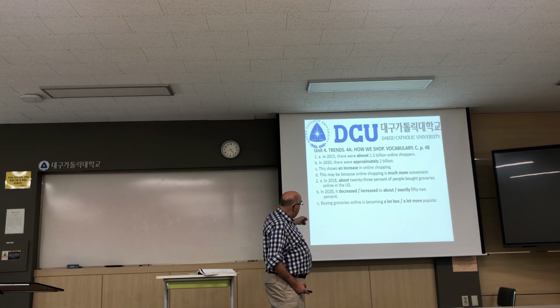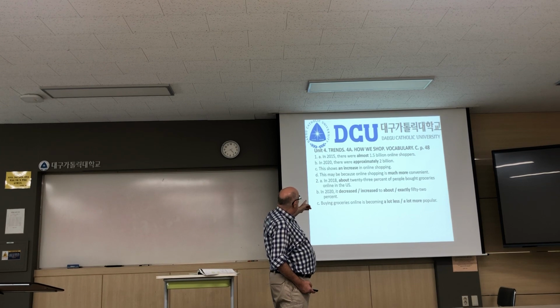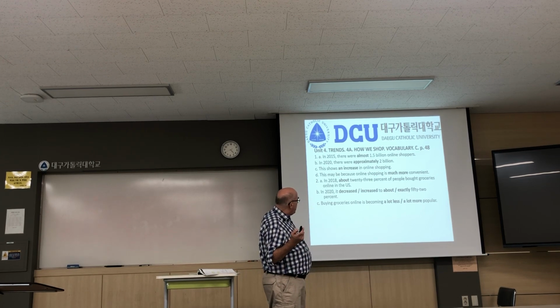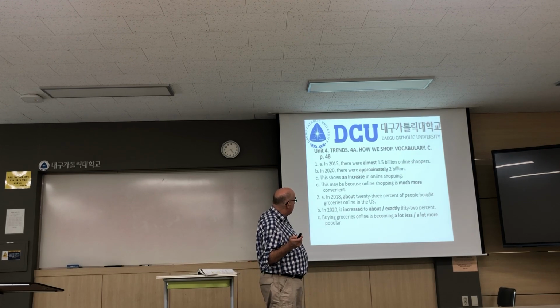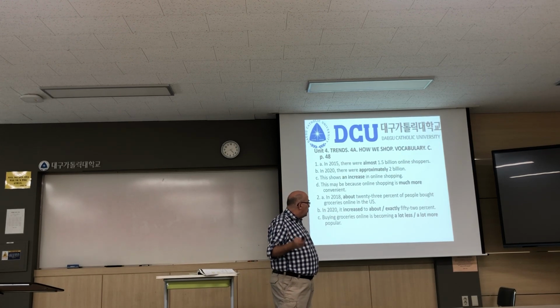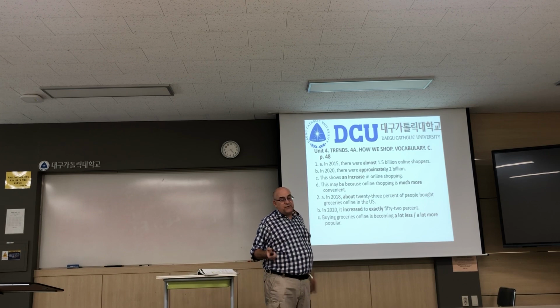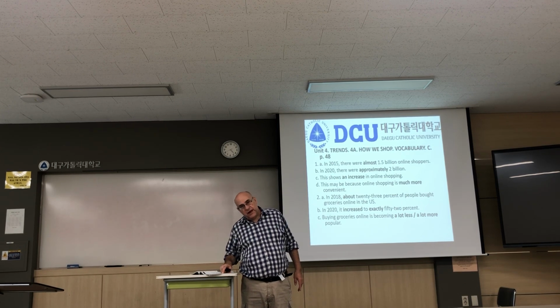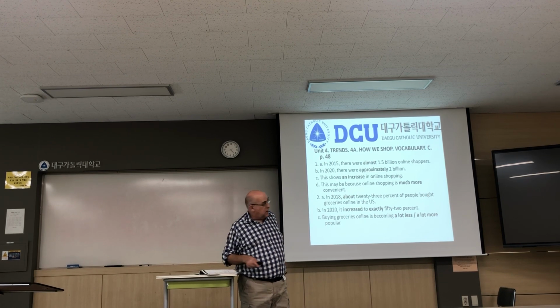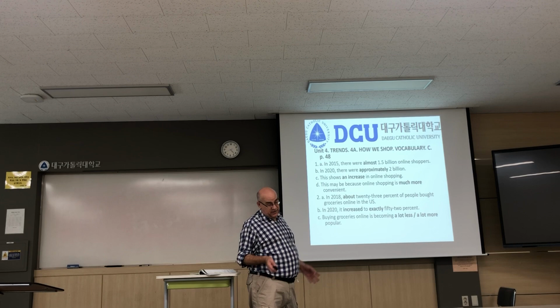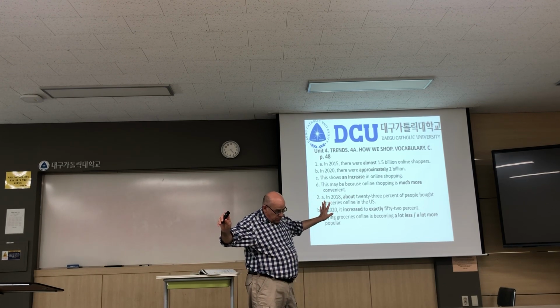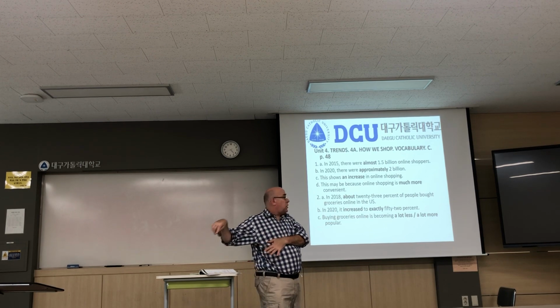But in B, in 2020, it increased. It became more. It increased to exactly 52%, because that's what they have on the line, 52%. I find that hard to believe that it's exactly, but I didn't write the book.